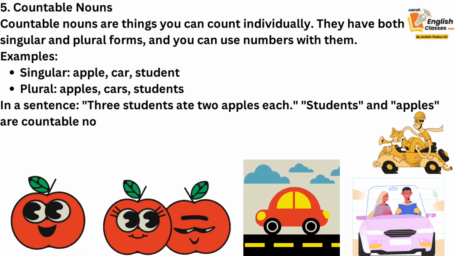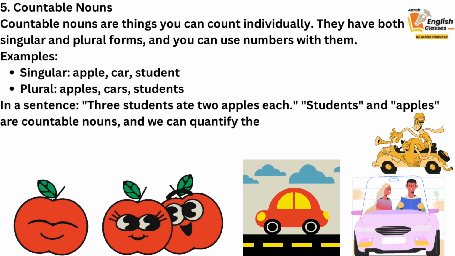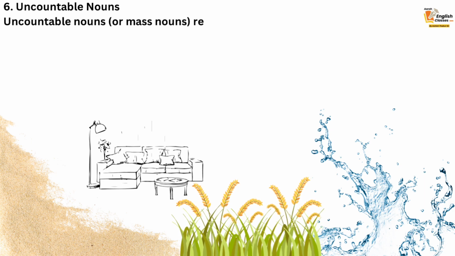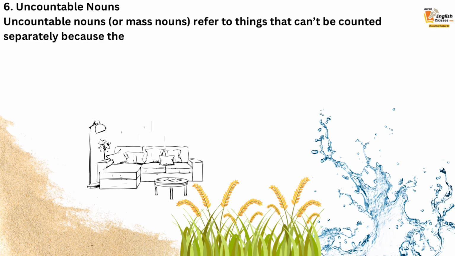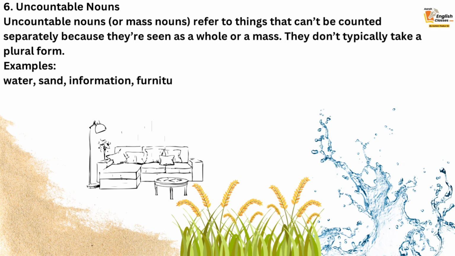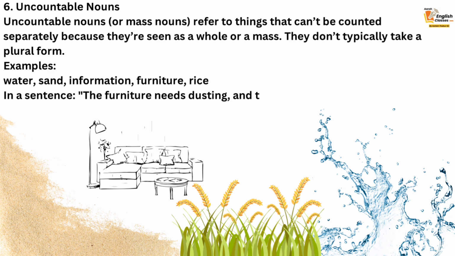6. Uncountable nouns. Uncountable nouns, or mass nouns, refer to things that can't be counted separately because they're seen as a whole or a mass. They don't typically take a plural form. Examples: water, sand, information, furniture, rice. In a sentence, the furniture needs dusting, and the rice is cooking. You wouldn't say furnitures or rices because these nouns are uncountable.